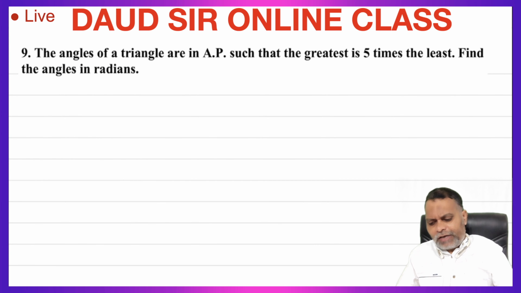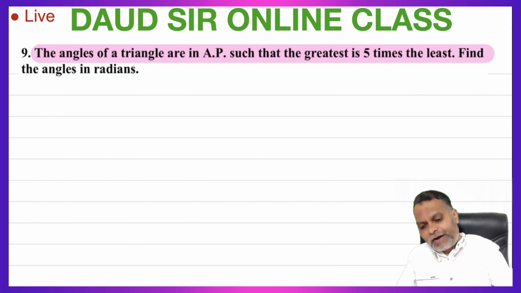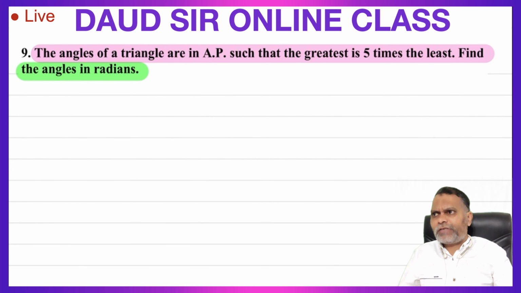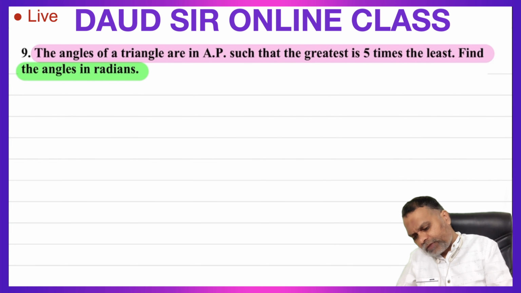Question number 9. The angles of a triangle are in arithmetic progression such that the greatest is 5 times the least. Find the angles in radians. In this question, the angles of a triangle are given in arithmetic progression and its greatest angle is 5 times the lowest angle or least angle. So we have to find out the angles in radians. So first consider the angles of a triangle in AP.